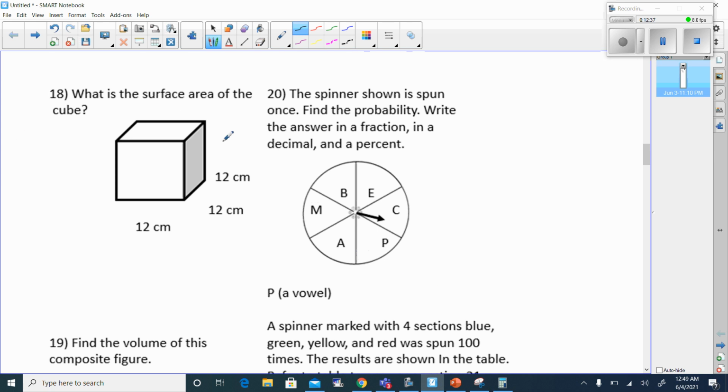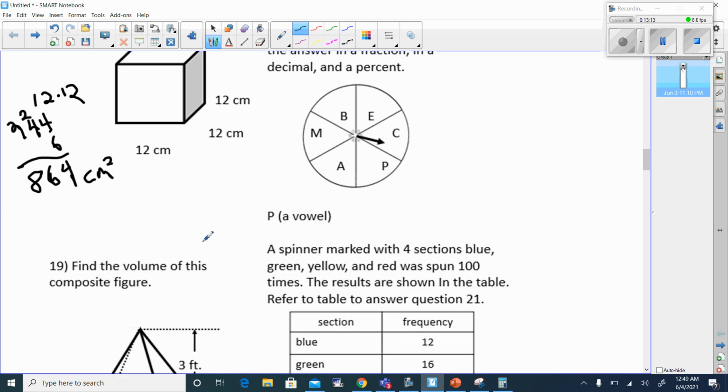What is the surface area of this cube? Surface area means all the areas come together. Luckily, every one of these is 12 by 12, and a cube has 6 faces. So that means I'm going to take 12 times 12, which is 144, multiply it by 6 to get my answer. That's 24, that'd be a 2. 24 plus 2, that's 26. And 6, 7, 8, that's 864 centimeters squared.